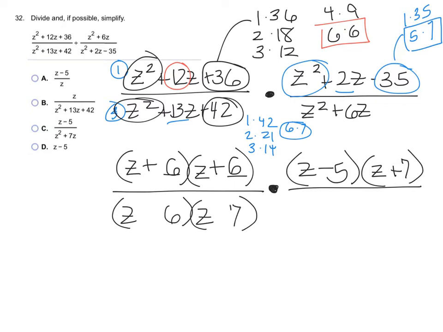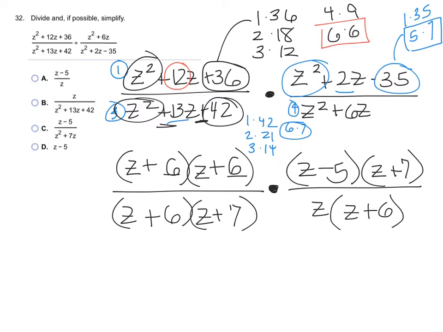So I have a 6 and a 7. Since I'm multiplying those numbers together to give me a positive 42 and I'm adding them to get a positive 13, both of these signs will be plus signs. The last thing I'm going to factor is the denominator, z squared plus 6z. This one's a little different because there's two terms and both terms have a z in common. So I'm going to factor out the common factor of z. When I do that, I'm left with a z plus 6 within parentheses.